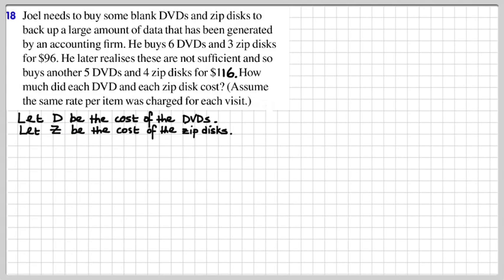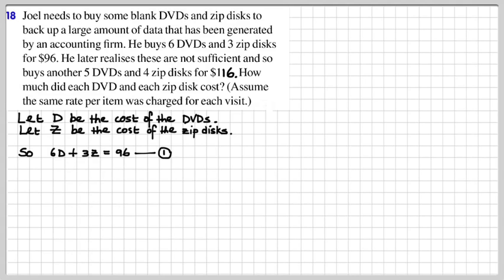We'll just read through the question again. Now, what did it say? He buys 6 DVDs and 3 zip disks for $96. So, what does that... Come on, you write that out now. Pause the video if you have to. Come back. Write out the equation. All right, you're back? Here it is. 6 times the cost of each DVD plus 3 times the cost of each zip disk must come to $96. Did you get that?